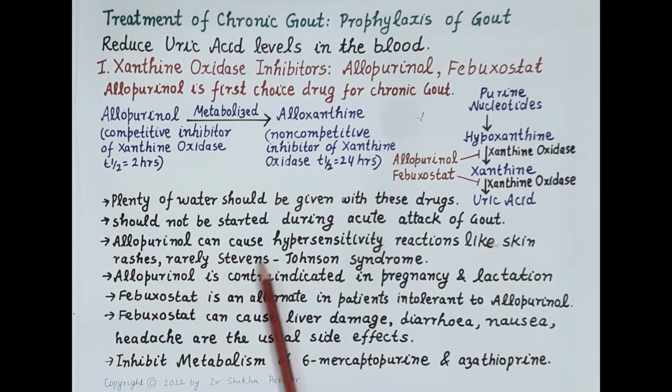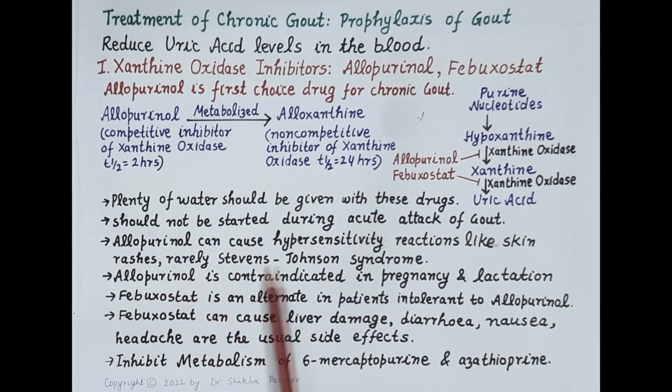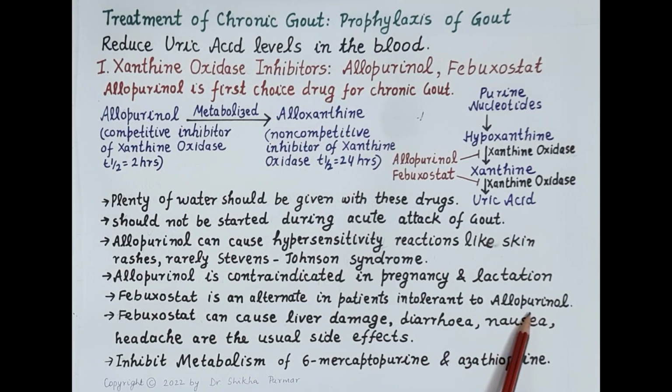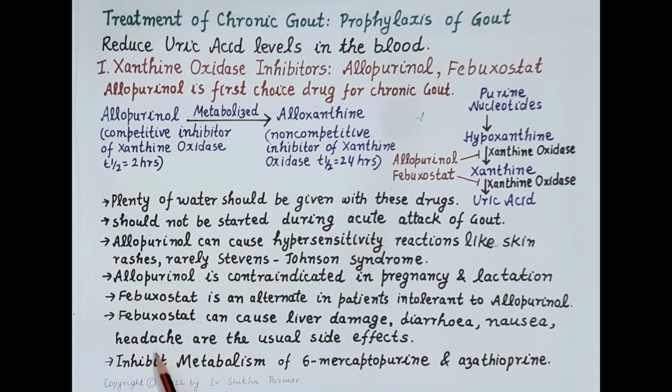Now allopurinol can cause hypersensitivity reactions like skin rashes. Rarely, allopurinol can cause Stevens-Johnson syndrome. Allopurinol is contraindicated in pregnancy and lactation. Febuxostat is an alternate drug in patients intolerant to allopurinol. The most important adverse effect of febuxostat is liver damage. The usual side effects of febuxostat are diarrhea, nausea and headache.